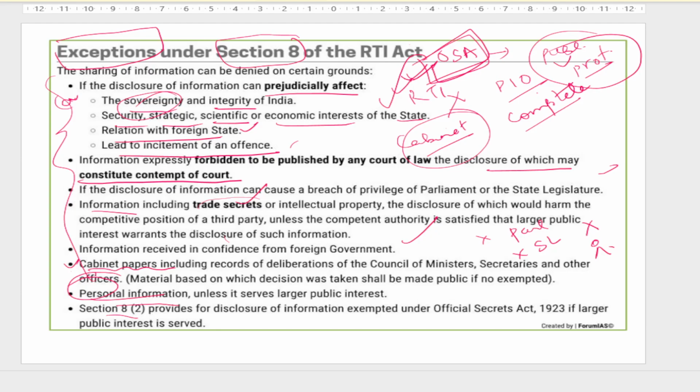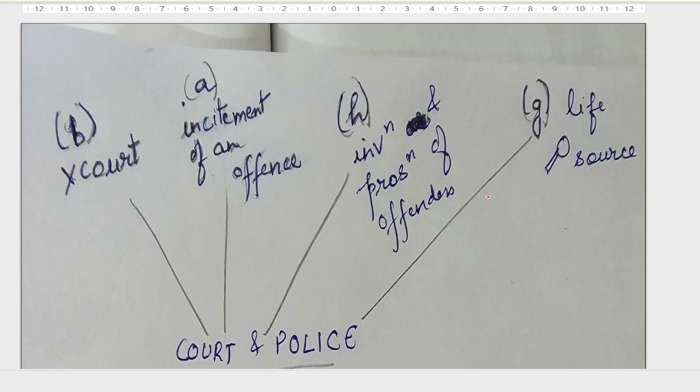Now we have covered the exceptions under Section 8. In the exam, we often have a question asking to write the exceptions that are provided under Section 8 of the RTI Act. Now we will see a technique for memorizing all these exceptions. In this technique, we have used the chunking method. Chunking method, as we know, is clubbing similar things together.